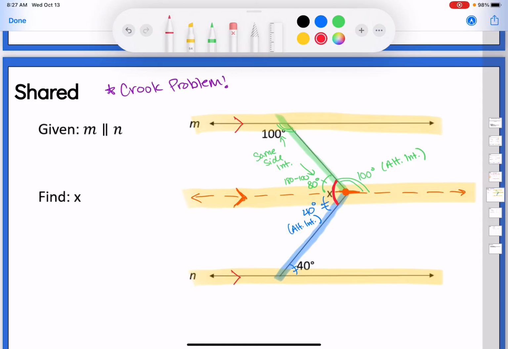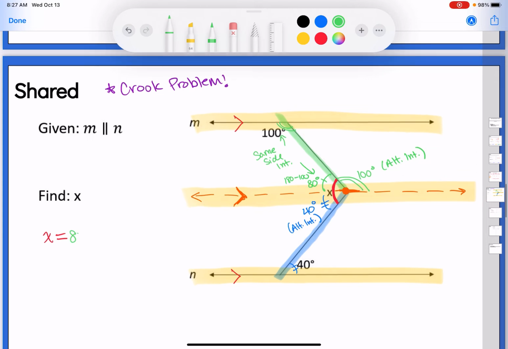So angle X is really 80 degrees plus 40 degrees. The 80 degrees from my top part with the green transversal, the 40 degrees from the bottom part with my blue transversal. So X equals 120 degrees. So that's the process for a crook problem.